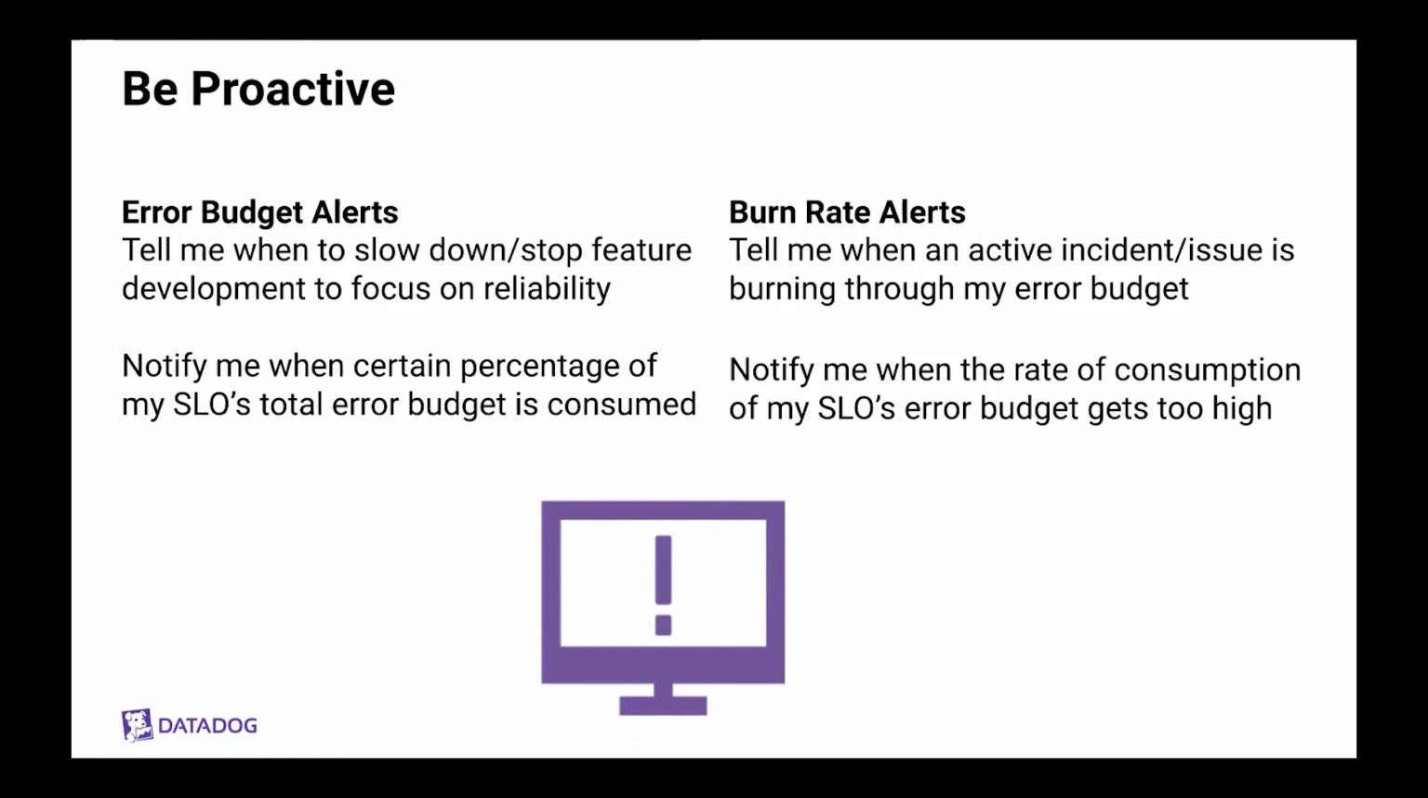Error budget alerts tell you when to slow down, stop feature development, and focus on reliability. Error budget alerts will say, notify me when a certain percentage of my SLO's total error budget is consumed. On the other hand, burn rate alerts will say, tell me when an active incident or issue is burning through my error budget. So notify me when the rate of consumption of my SLO's error budget gets too high. Now I can be proactive about my customers' experience using my error budgets and SLOs.